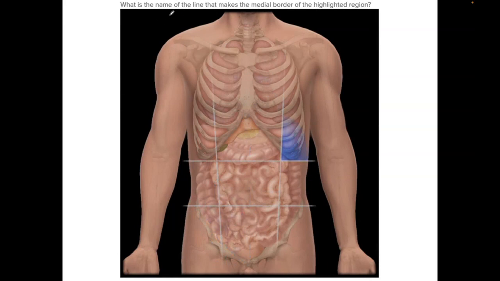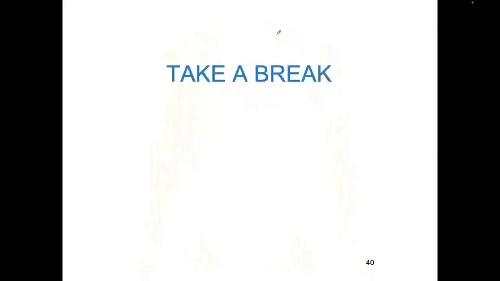What about here? What is the name of the line that makes the medial border of the highlighted region? Okay, well, here's the highlighted region. It's the left hypochondriac, but they're not asking that. So this is lateral, this is medial, this is superior, this is inferior. So this line, there's the clavicle. The answer was midclavicular. That was the best answer.